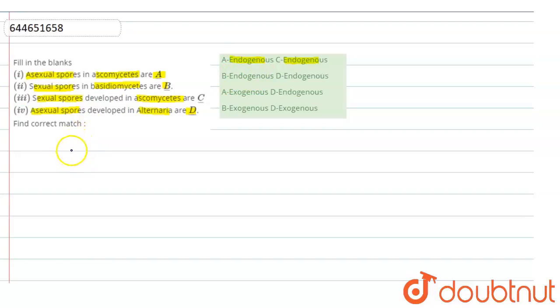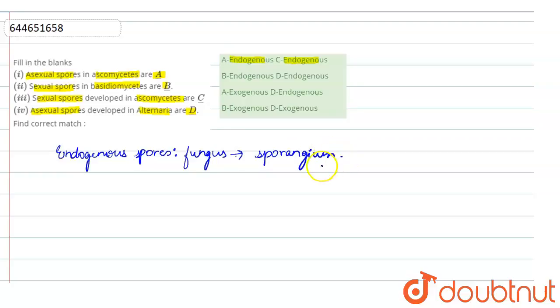So starting with, first of all, what are the endogenous spores? So endogenous spore formation goes like that. It is a type of spore formation in fungus in which the spores are produced within the sporangium. That means spore producing cells. Sporangium is the spore producing cells. So the spores thus formed are known as endospores or endogenous spores. Okay, this was about the endogenous.